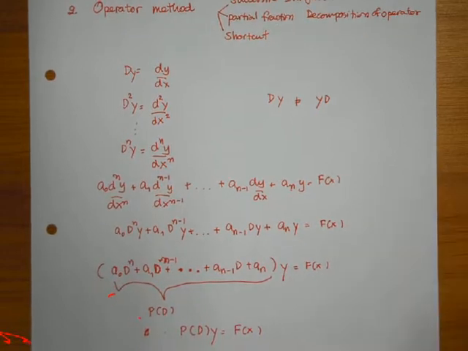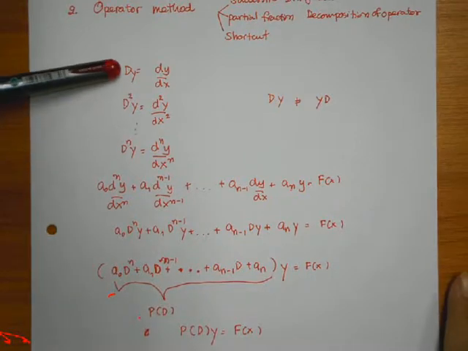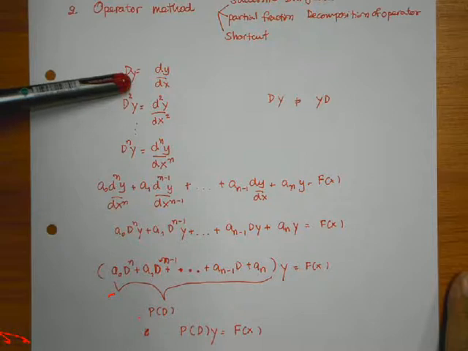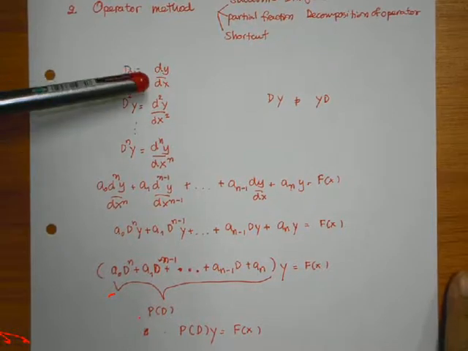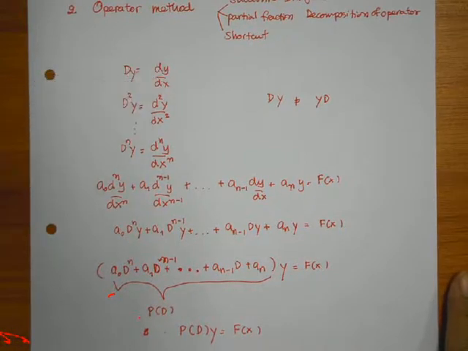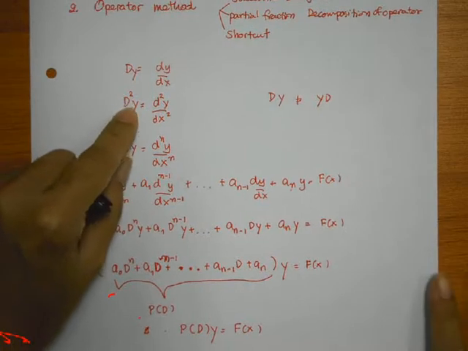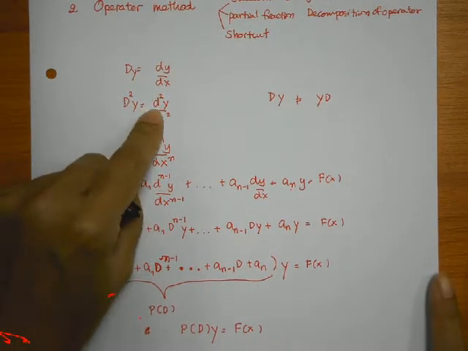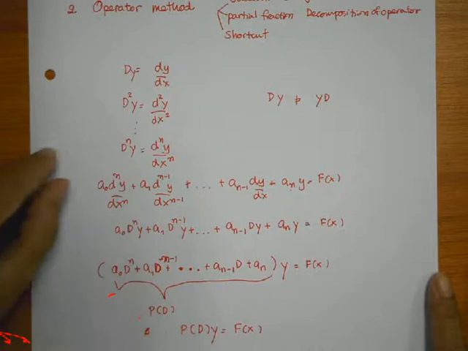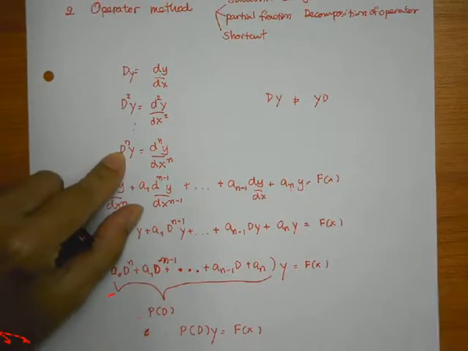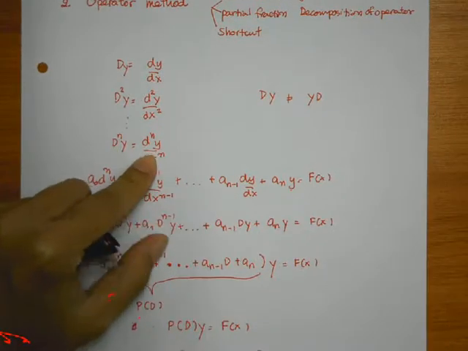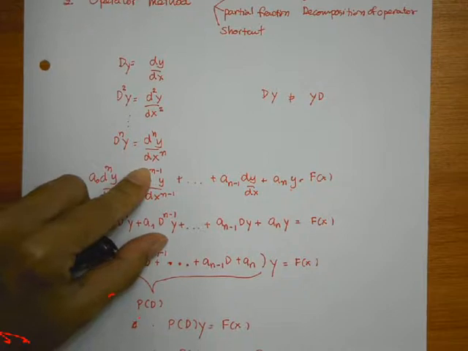the definition of the operator sign, which is the capital D there. Whenever we write a capital D times y, the meaning is dy by dx. So if we put D squared times y, it means the second derivative of y by dx. If we have D to the power n times y, it means the nth derivative of y by dx, just like that.